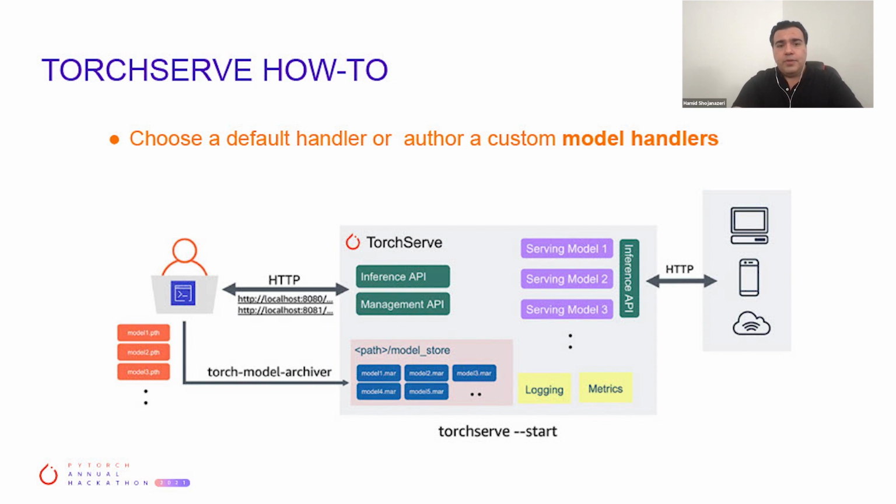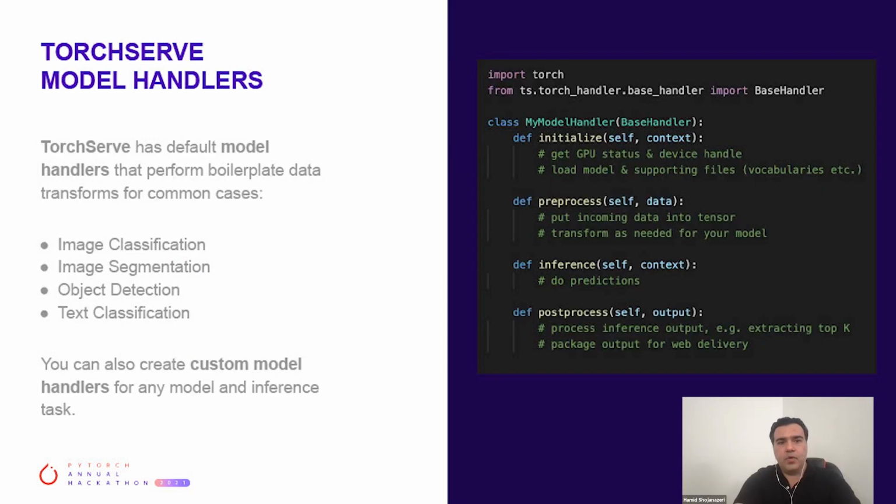The first step is to choose your handler. This can be a default handler that TorchServe provides out of the box, or your custom handler. A handler in TorchServe is a Python script that includes all your model initialization, pre-processing, inference, and post-processing code. We already have out-of-the-box handlers for a number of applications like image classification, segmentation, object detection, and text classification. And you can always write your own handler that fits your needs.